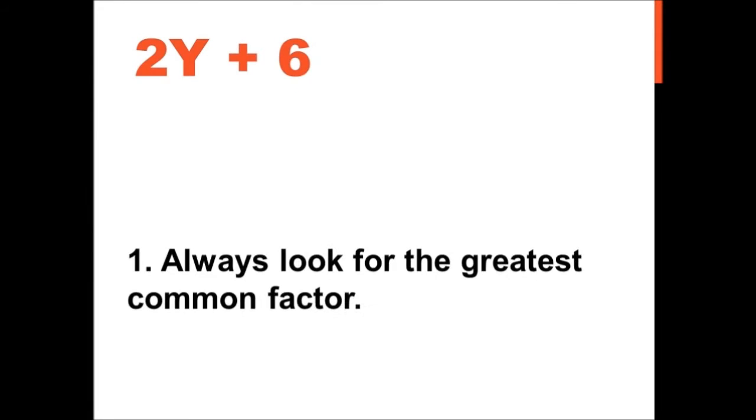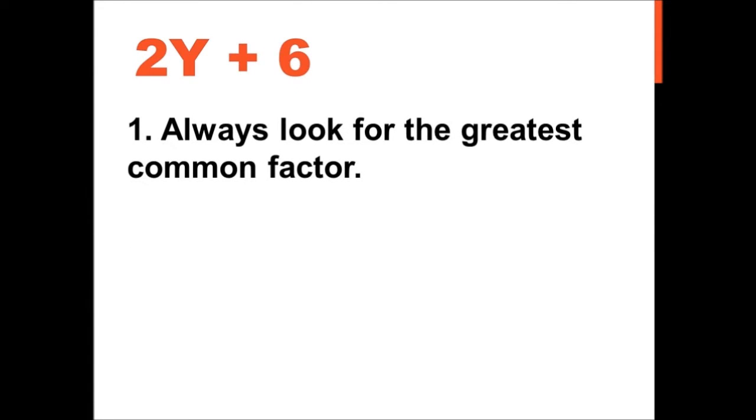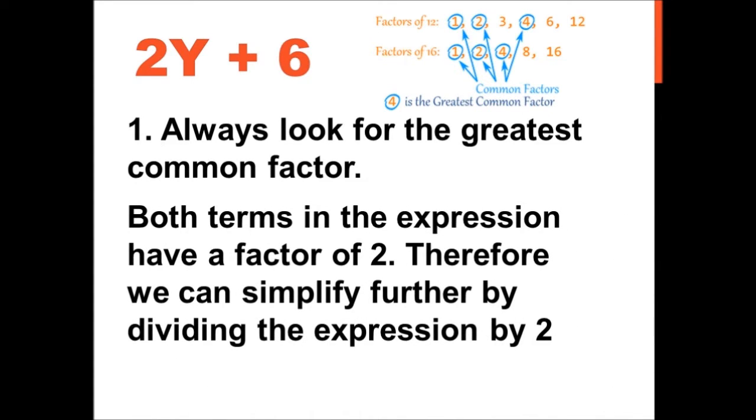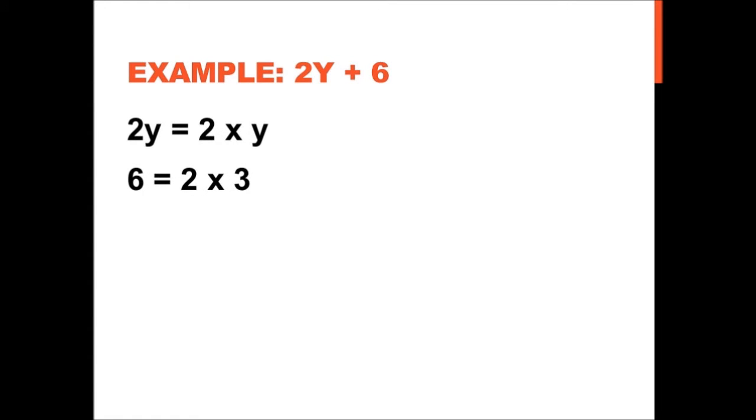2y plus 6. Always look for the greatest common factor. Both terms in the expression have a factor of 2. Therefore, we can simplify further by dividing the expression by 2. Each term shares a common factor of 2. Therefore, 2y plus 6 in factored form is 2 bracket y plus 3.